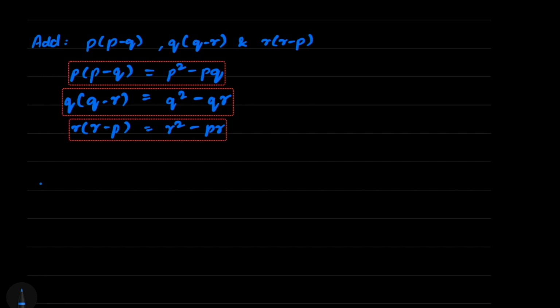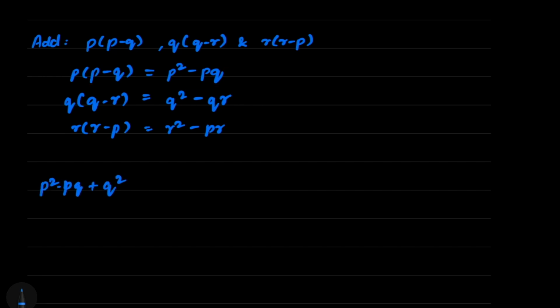So let's add these together. We have p square minus pq plus q square minus qr plus r square minus pr. So that is our sum.